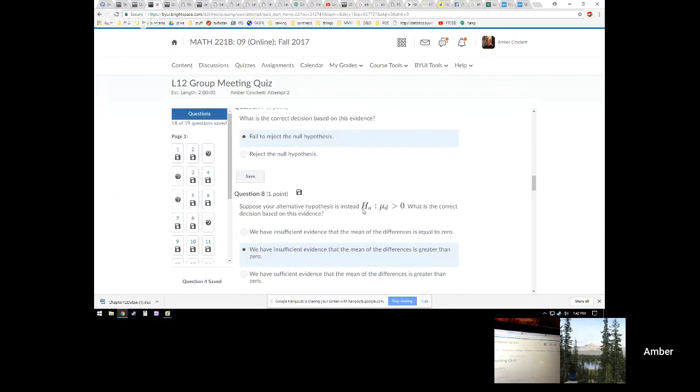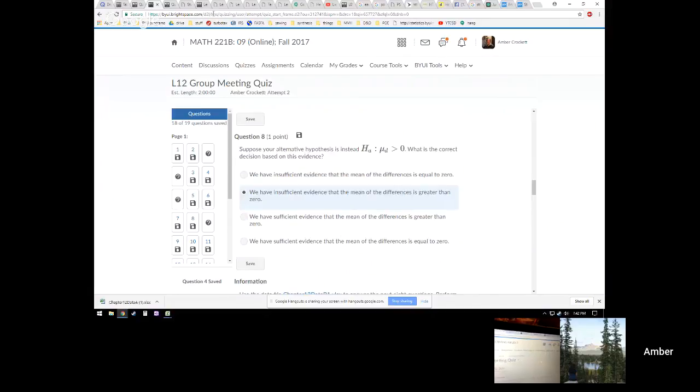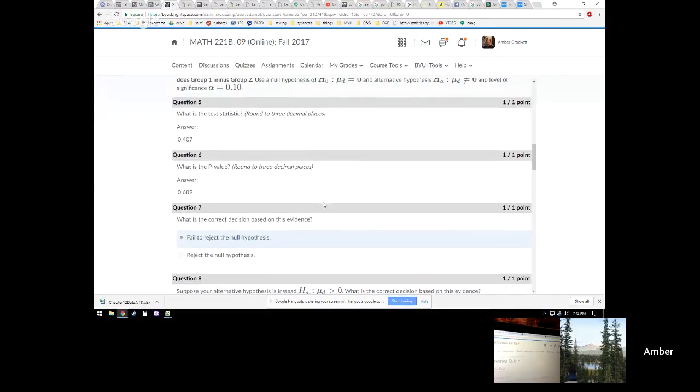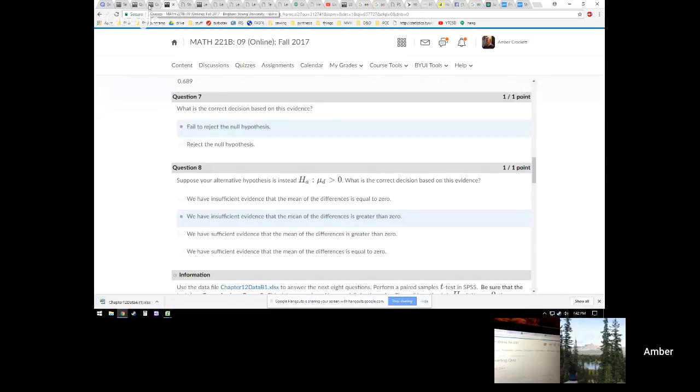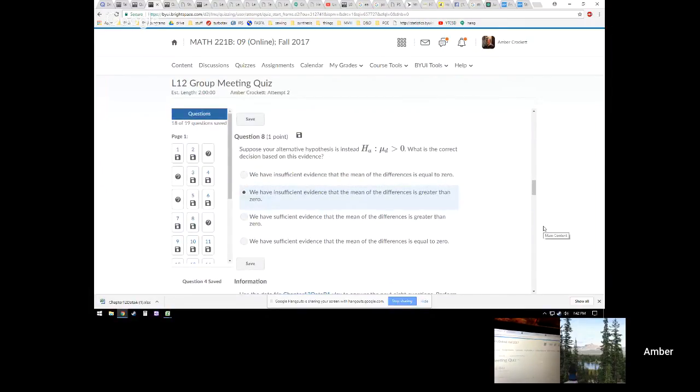Suppose your alternative hypothesis is instead greater than 0. What is the correct decision based on this evidence? For that one, we guessed we have insufficient evidence that the mean of the difference is greater than 0. I got it right when I turned mine in, but I'm not really sure about these where they ask you to word it.